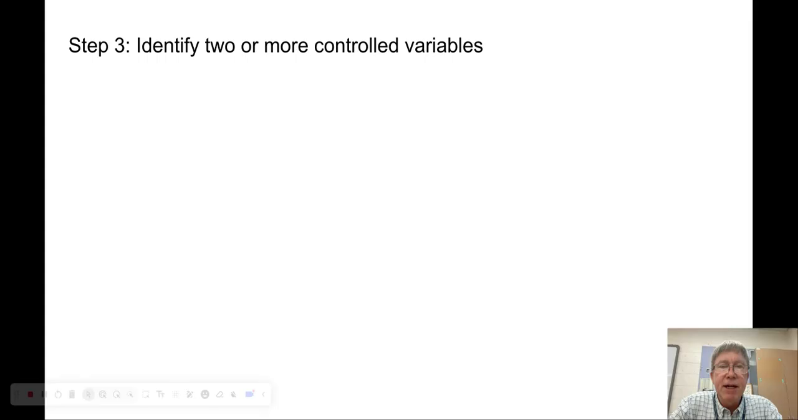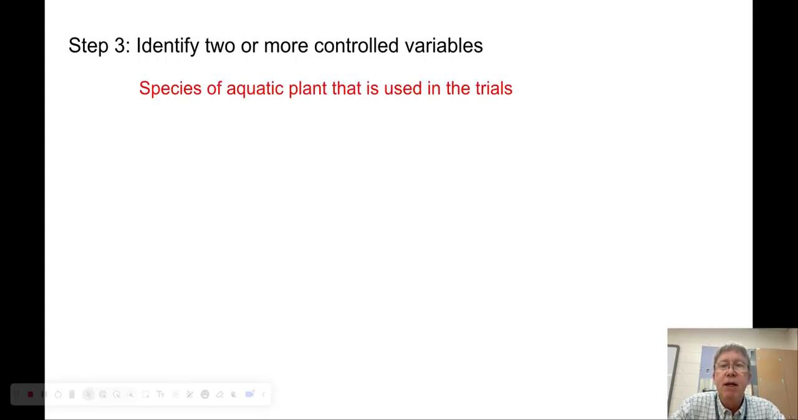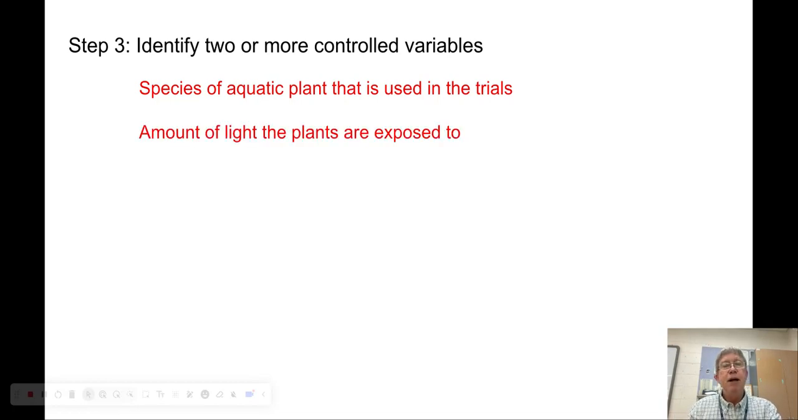Well, let's think. What could that be? It could be maybe the species of aquatic plant. Some plants just produce more biomass per day than other ones. So I don't want to use species A in warm water and species B in cold water. How much light they're exposed to, right? Clearly, the more light you're exposed to, the more productivity you can engage in.